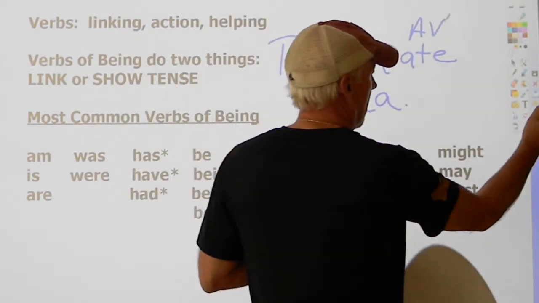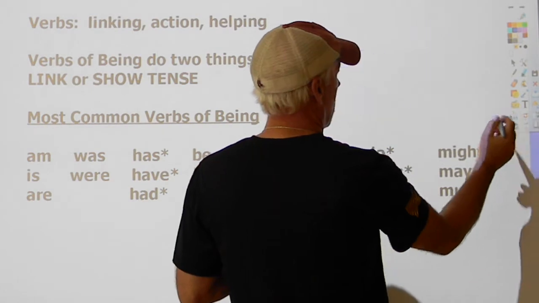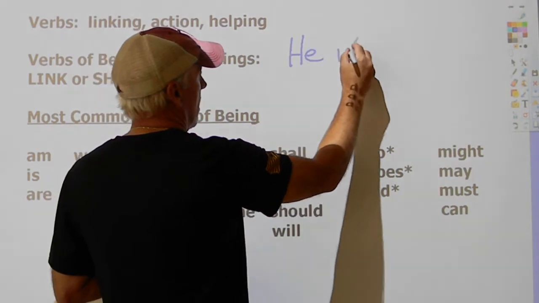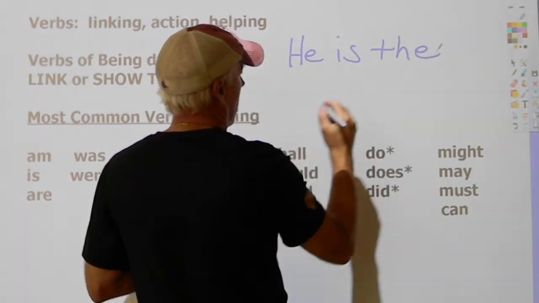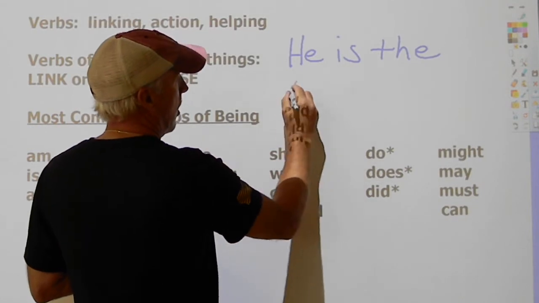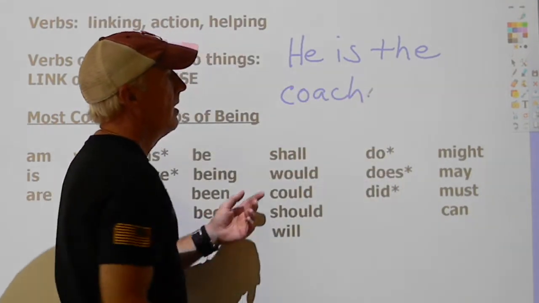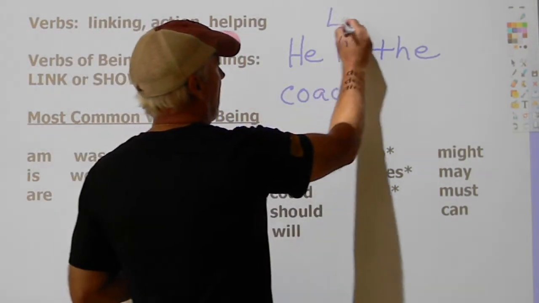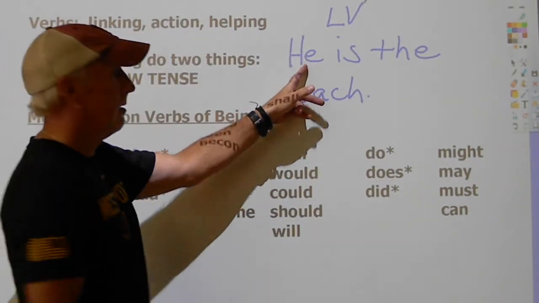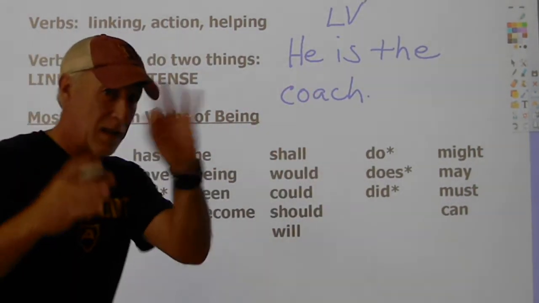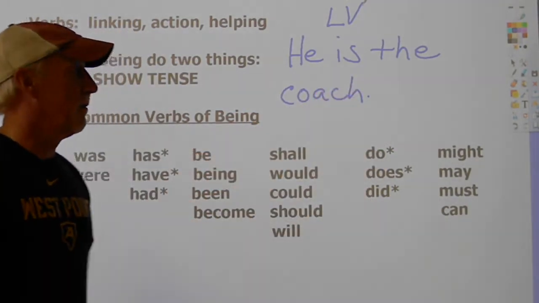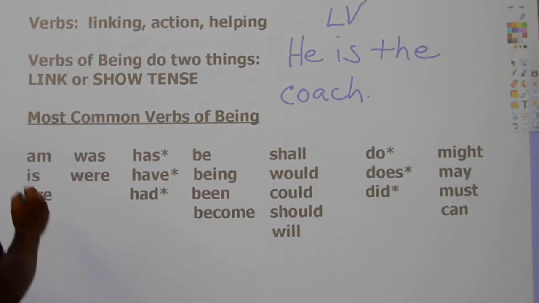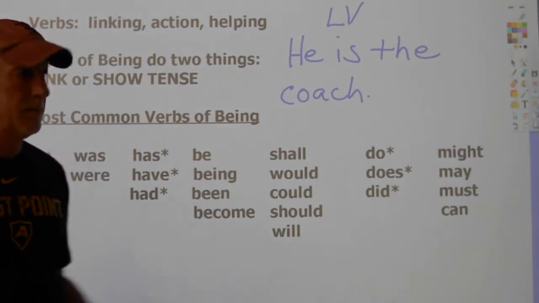Okay? If I gave you a sentence, he is the coach. Keep it simple, okay? He is the coach. Is is not an action. There's no action being done, right? It's a linking verb. It's linking the subject, okay? And we'll get into subject. That's step 3, all right? But just understand this is a linking verb. It links. Is is a verb of being, okay, and it links.